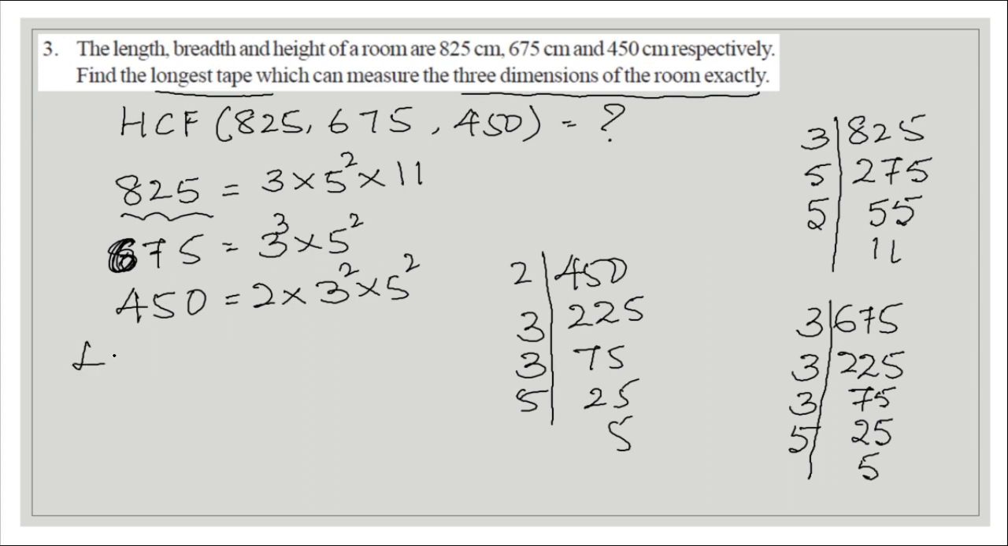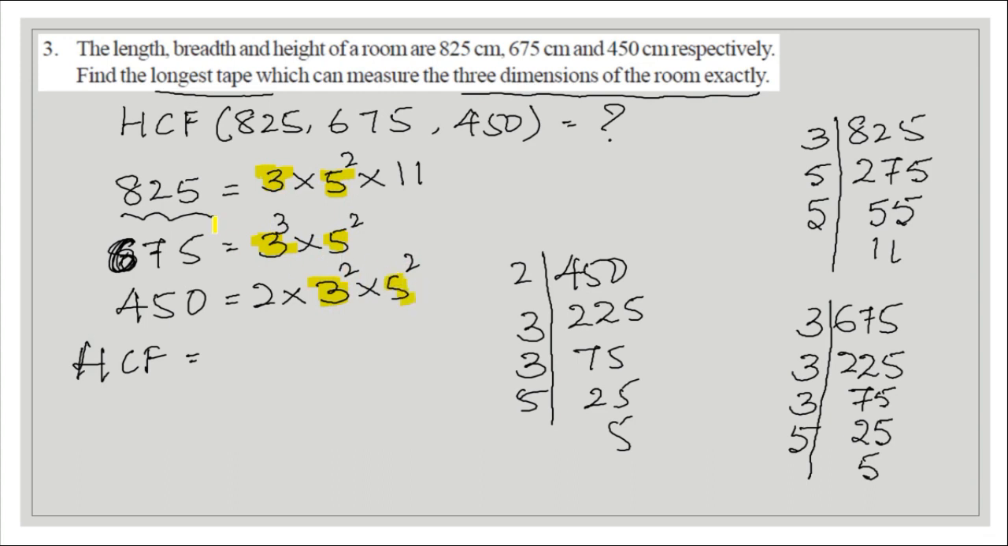Therefore we can find the highest common factor. It is the common factor having the lowest power. The lowest power of the common factor, first let us identify. I'll highlight that. 3 is present in all the 3. 5 is also present in all the 3.